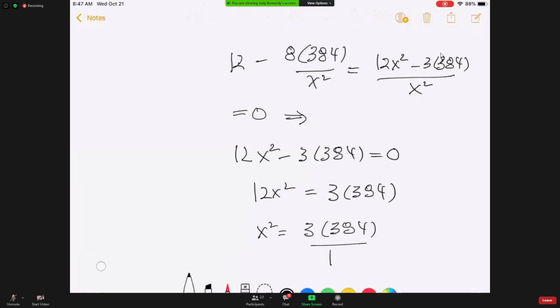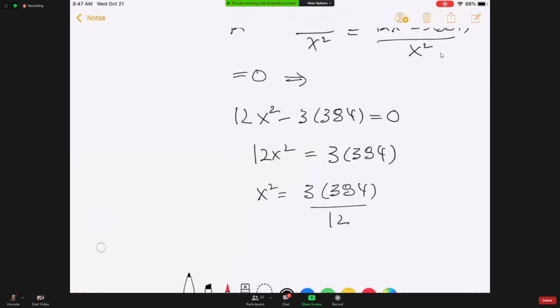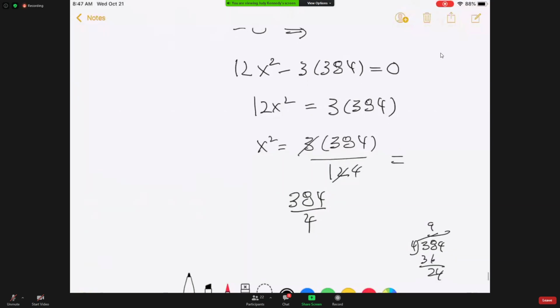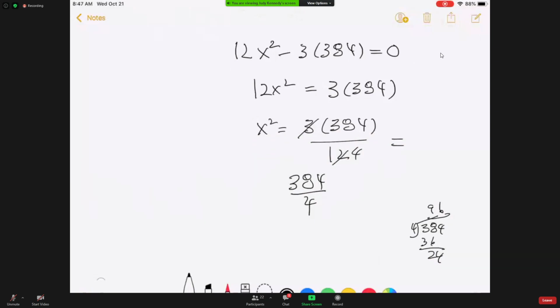I'll do some actual arithmetic here in a minute. Okay. 3 will go into 12 4 times. And then I can divide 4 into 384. So, okay, 4 goes into 38 9 times. And then, so that's 96, right? X squared is 96. Check my arithmetic.